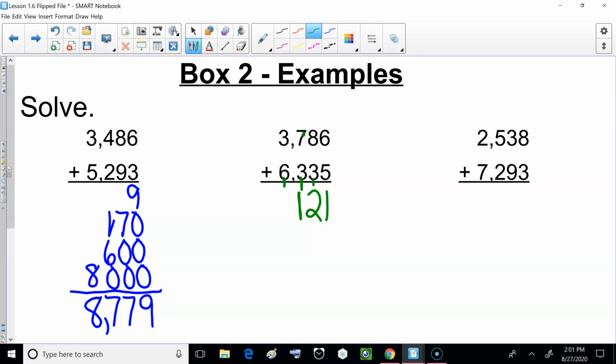Now I'm adding my thousands. 3,000 plus 6,000 is 9,000, plus the 1,000 would give me 10,000. Since I have no more place values to go, I can just bring my 1 straight down. So I have an answer of 10,121 using the new groups below strategy.